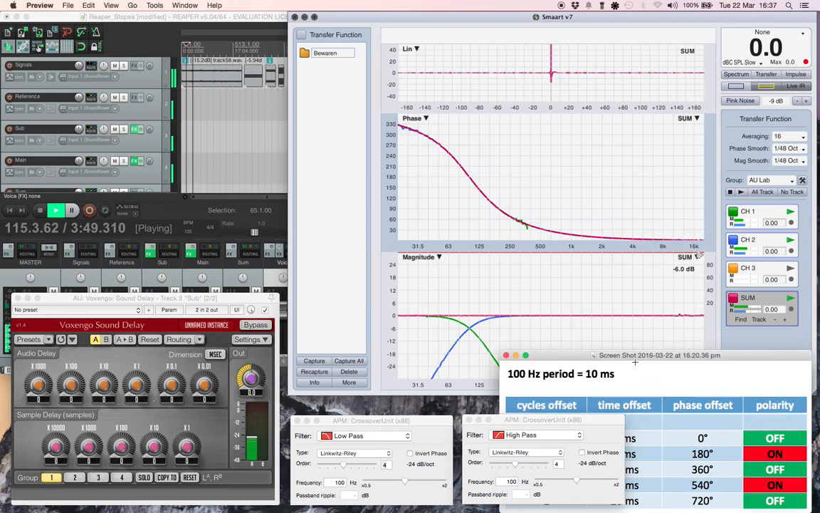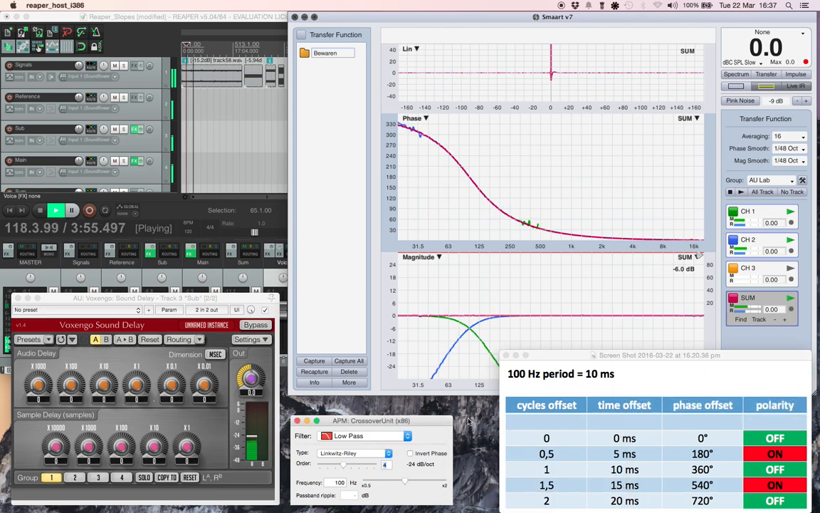But what happens if we consult the table and introduce 5 milliseconds of time offset, half a cycle at 100 Hertz? So on the left we have a delay which is currently introduced into the subwoofer channel, or channel 1 if you will, and this is milliseconds times 1, and this is times 10 equaling 10 milliseconds, and this is times 100 equaling 100 milliseconds.